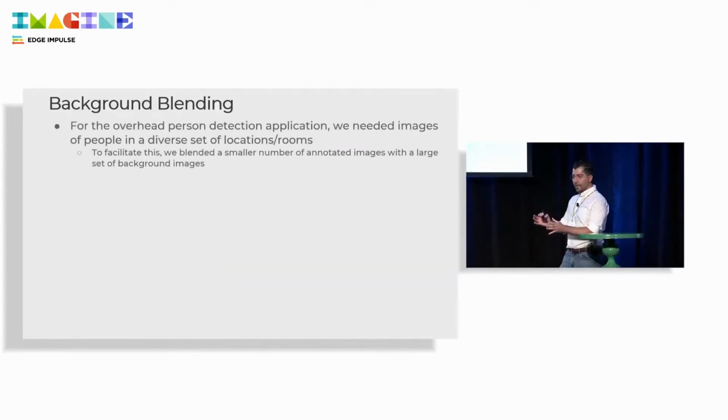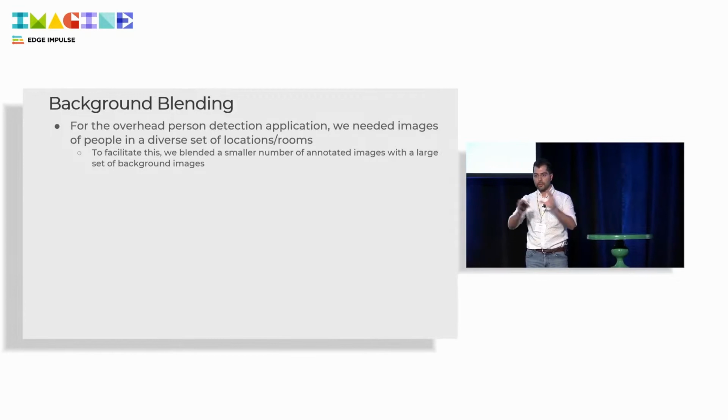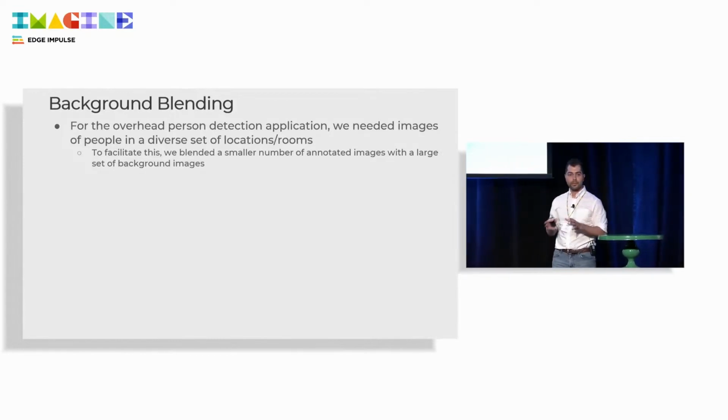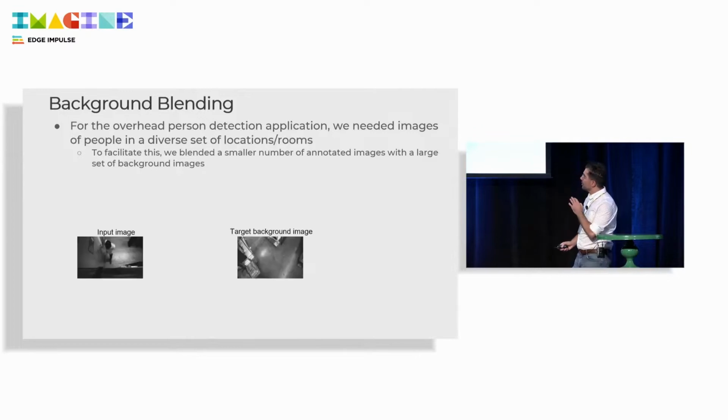For the overhead person detection application, we needed a lot of images of people in a diversity of backgrounds and conditions. In order to facilitate that, we blended a small amount of annotated images with a large amount of background images, because background images are easy to acquire. And so this is an example.